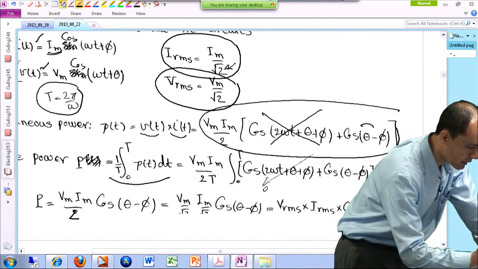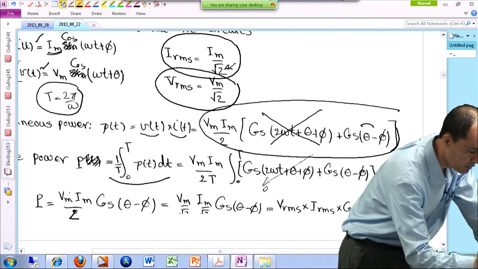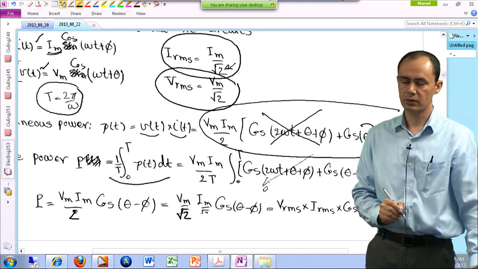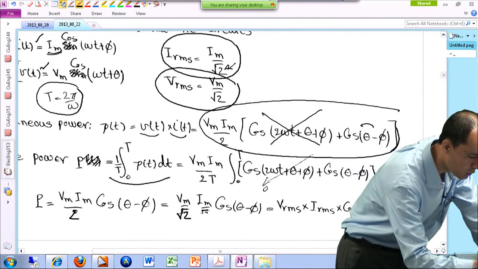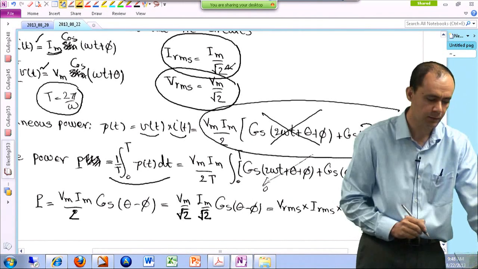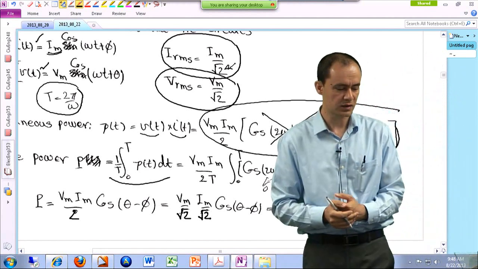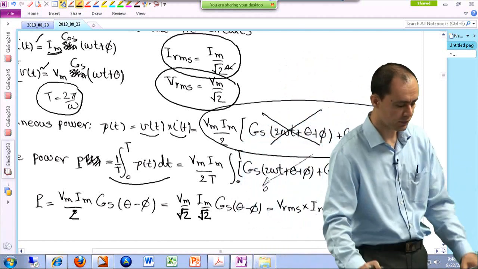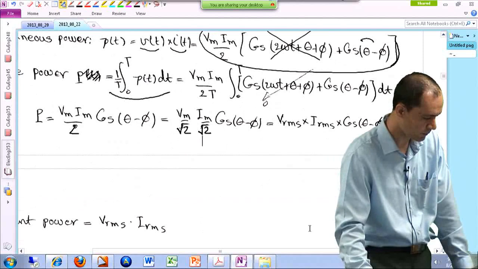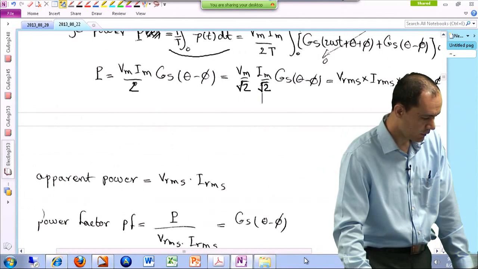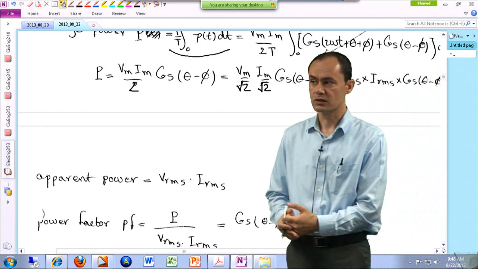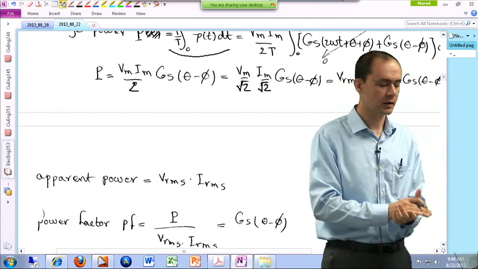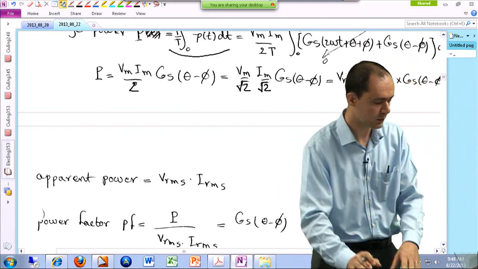Or I can manipulate this expression and write it in the form of, I'm going to expand this 2, Vm over the square root of 2 times Im over the square root of 2. So Vm over the square root of 2 is VRMS, and Im over the square root of 2 is IRMS. Then the cosine of theta minus phi remains over there. The apparent power, by definition, was VRMS times IRMS. Now I have the average power and I have the apparent power, so I can just divide them by each other and find the power factor.